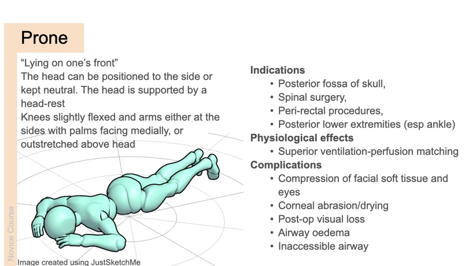There's compression of facial soft tissue in the eyes. It's very common for people to get pressure sores if they've not been adequately supported. Corneal abrasion or drying of the eyes. That's why we need to make sure that we can see the eyes, and we're monitoring them every 20 minutes. Post-op visual loss is more common in the prone position. There's a risk of airway edema, and also the airway is inaccessible. So you really want to make sure that you have tied, taped, secured that airway appropriately.